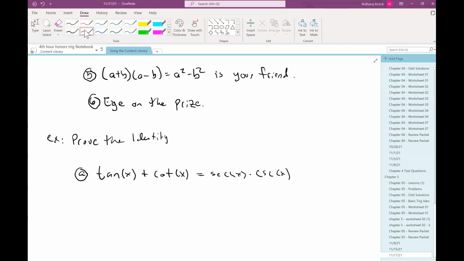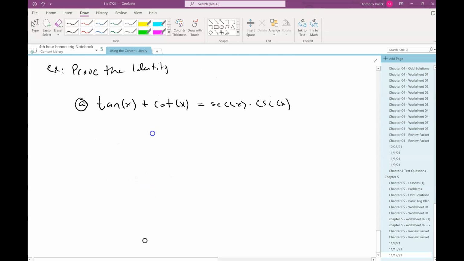Okay. So Mia says, let's get them both in the same trig function. That seems reasonable. So she says we can write cotangent as 1 over tangent. Okay. That sounds good. Reasonable thing to do.